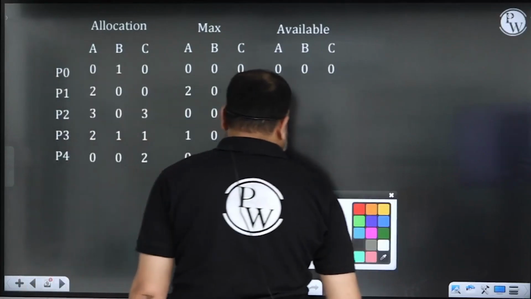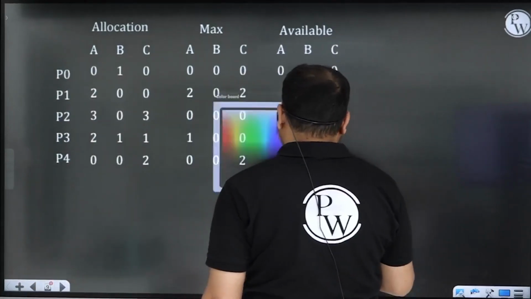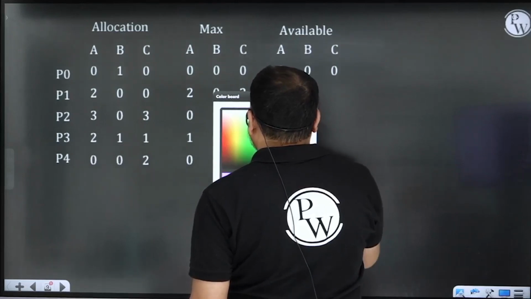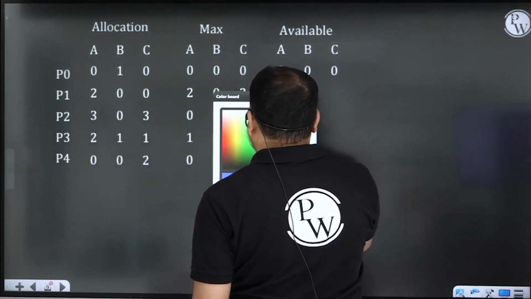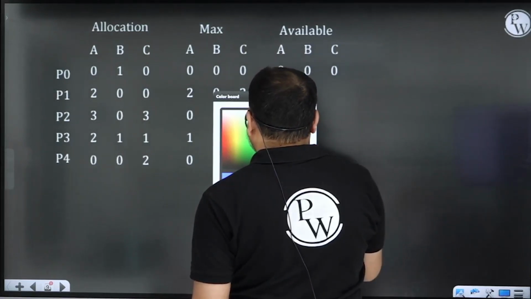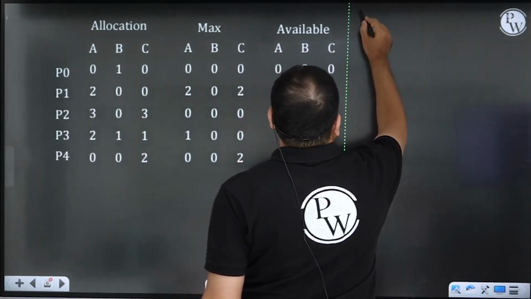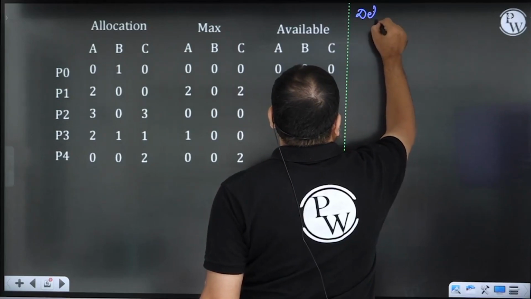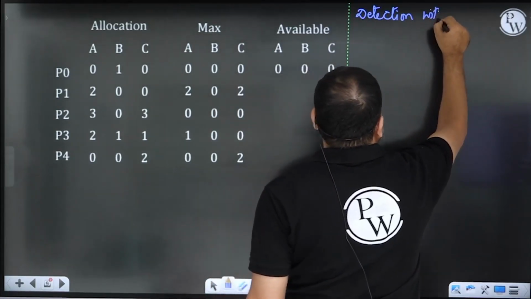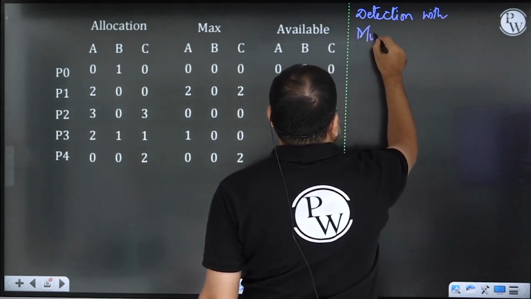So this is the algorithm for multi-instance type. How do we detect deadlock with multiple instances? So let's see here. Let me write here: Deadlock detection with multi-instance resource.